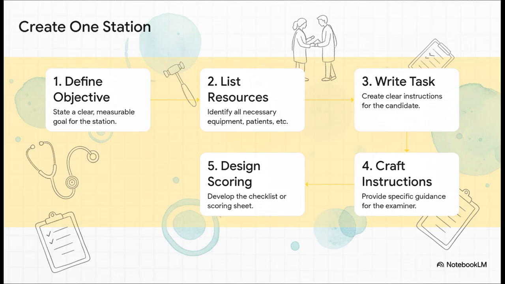Creating one solid station follows a pretty clear 5-step recipe. You have to start with a very clear objective. Then, you list everything you need. You write the task for the candidate, and it has to be unambiguous. You do the same for the examiner instructions. And then you design the scoring sheet to perfectly match that original objective.